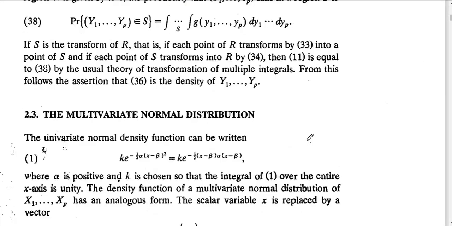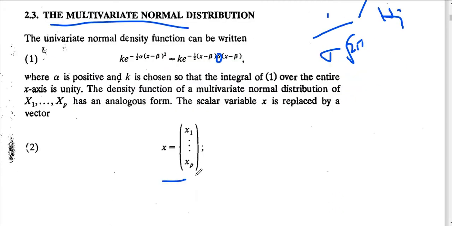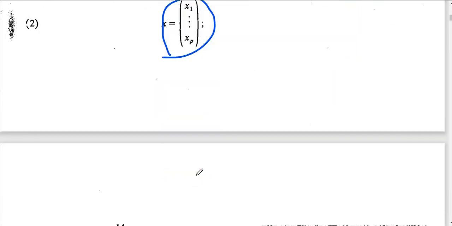Okay, this is the multivariate normal distribution. The univariate normal distribution function can be written with k equal to 1 upon sigma root 2 pi, times e to the power minus 1 by 2 times x minus mu, where alpha is 1 upon sigma square. You can use different notations. Here we are dealing with multivariate, so I have the x vector, x1 up to xp, and sigma square is the matrix.